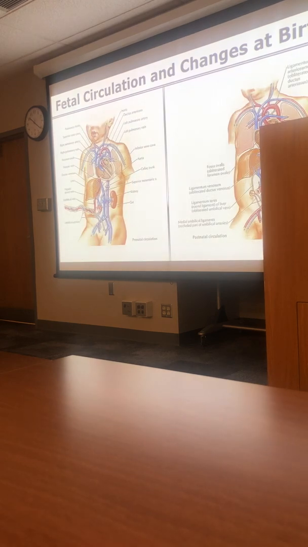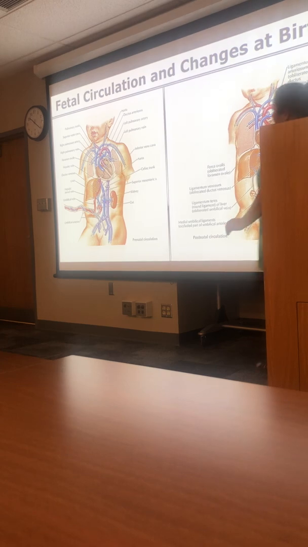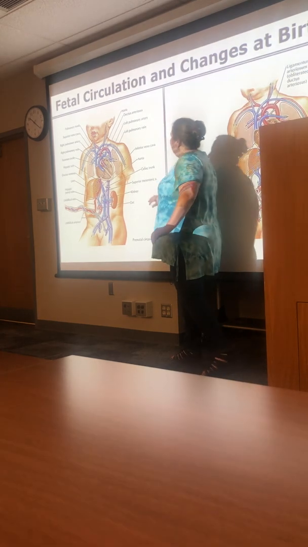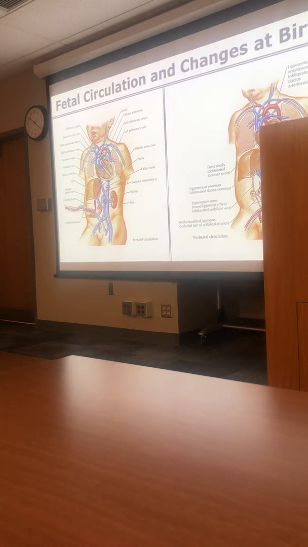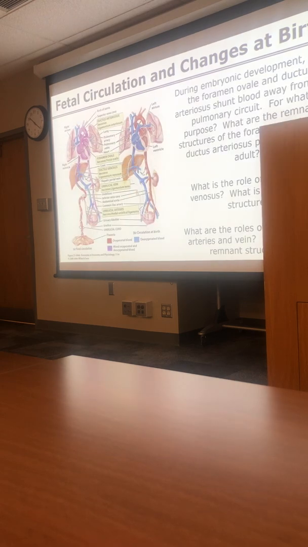So here we see the fetal circulation again on this side. And then what we see after birth, which is what we also see in the adult. So those changes take place very quickly. A lot of these structures you may have heard of before, things like the ductus arteriosus.